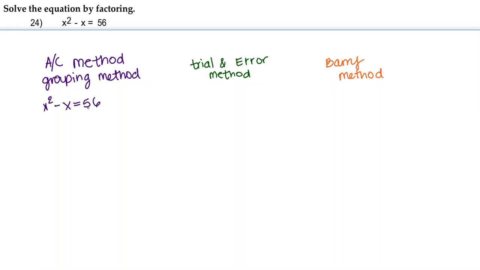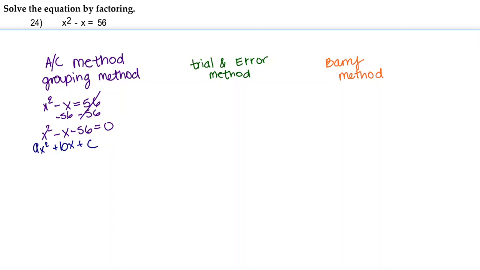First thing we're going to do is get the 56 over to the left-hand side, and we do that legally by subtracting it from both sides. So we end up with x squared minus x minus 56 equals 0. Now we have 3 terms on the left-hand side, and to use the grouping method or the AC method, we're going to make that 4 terms. It's called the AC method because you grab the a and the c, which refers back to the ax squared plus bx plus c form.